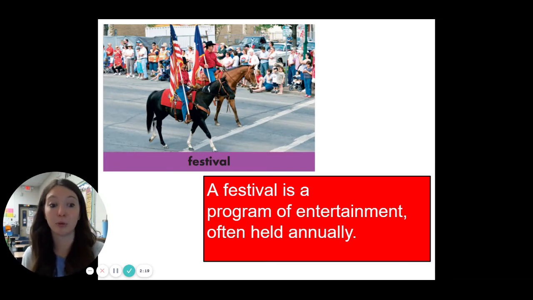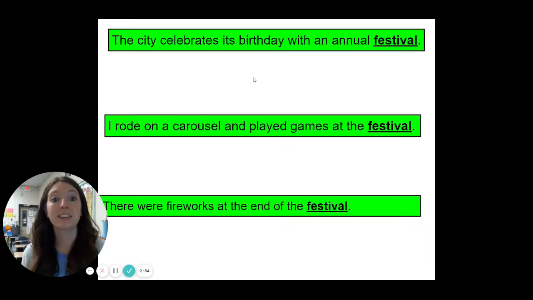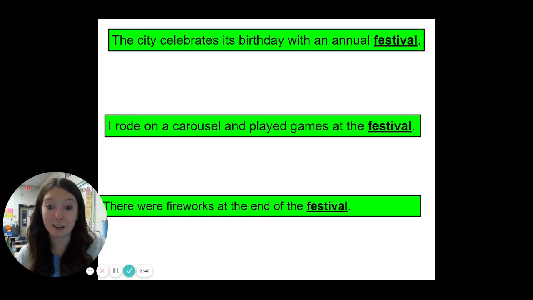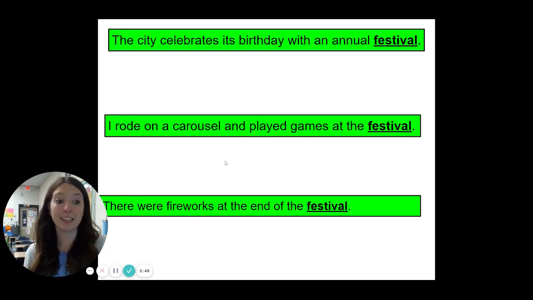A festival is a program of entertainment, so it's there to entertain you, and it's often held annually, which means every year. Okay, it's a program or something that people organize to help entertain a community. So the city celebrates its birthday with an annual festival. Maybe you have a festival that your town celebrates on its birthday. I rode a carousel and played games at the festival. So it can be sort of like a fair in some people's festivals.